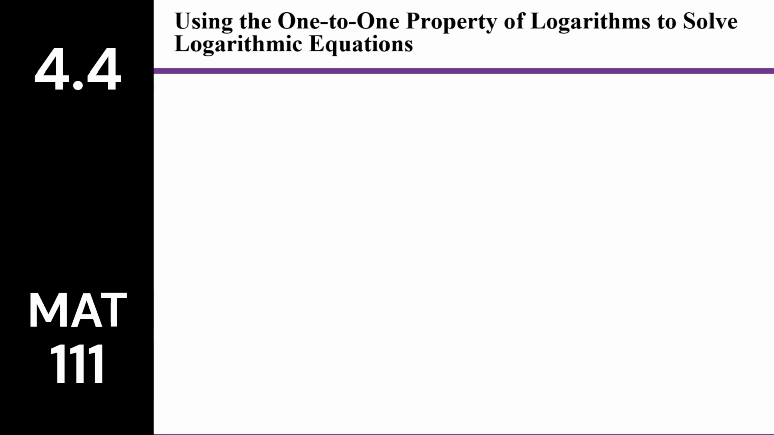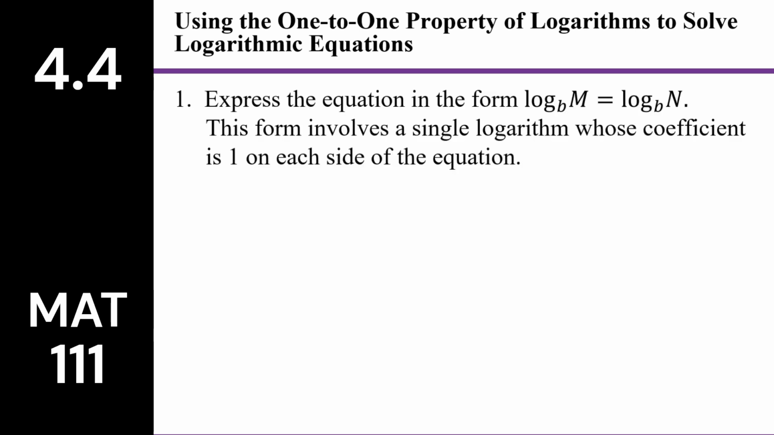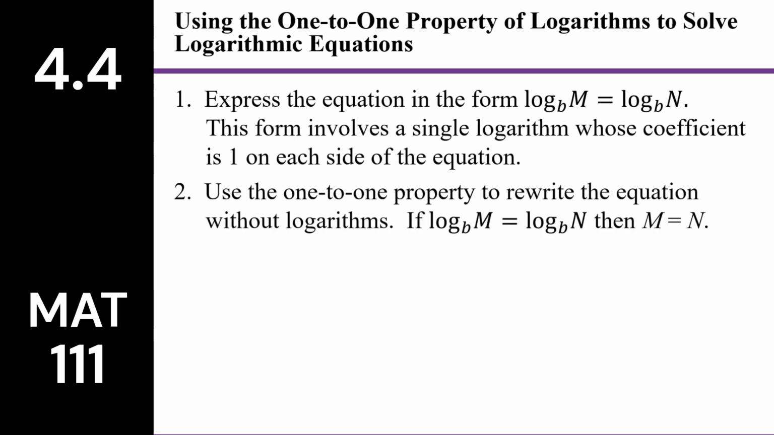Next, we're going to use the one-to-one property of logarithms to solve logarithmic equations. We'll begin by expressing the equation in the form log equals log, with both logarithms having the same base. The one-to-one property of logarithms tells us that if the logarithms are equal and their bases are equal, then their arguments need to be equal. So we can set those two arguments equal to each other, and that will give us an equation that we can solve for our variable.